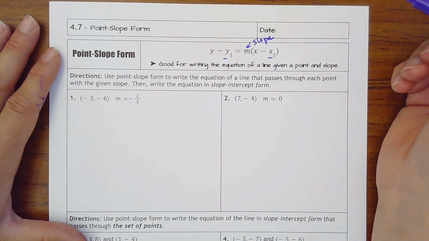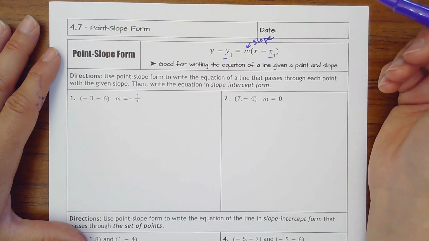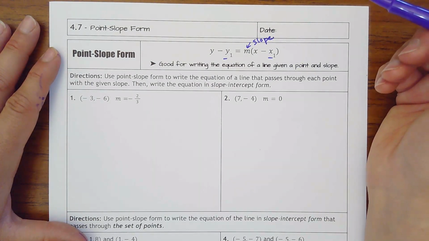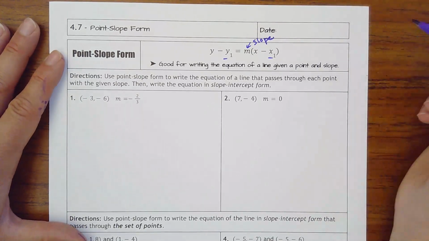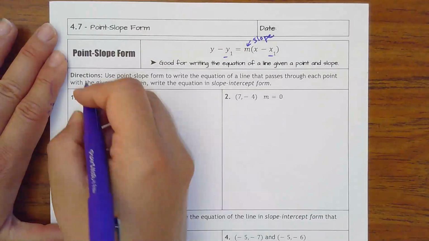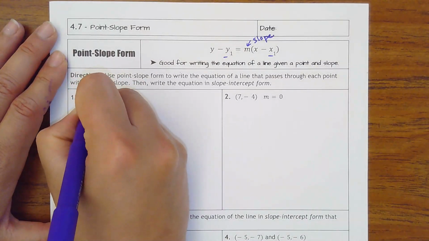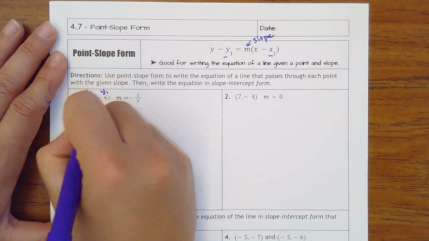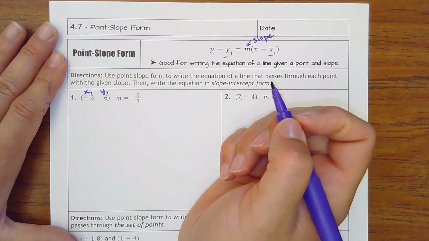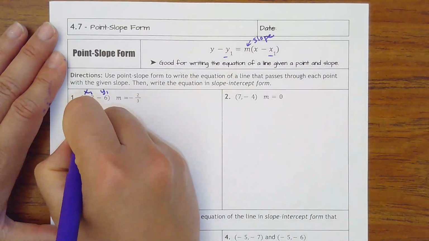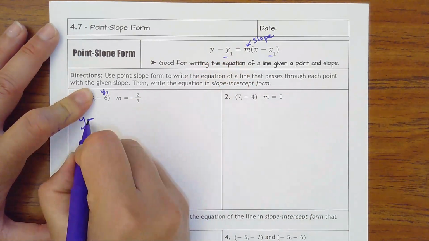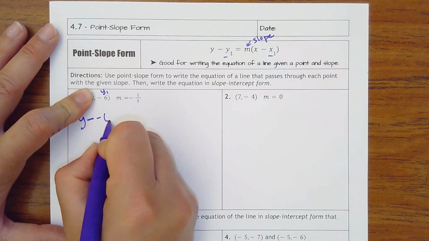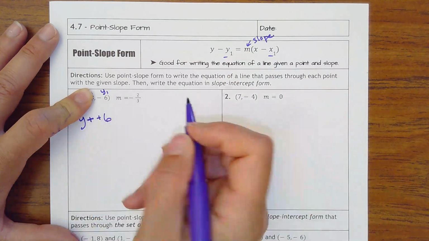Directions on these first two say use point slope form to write the equation of a line that passes through each point with the given slope. Then write the equation in slope-intercept form. So what we want to do is use this as our x1 and this is our y1. We have 1 point and this is our m. So our equation goes y and then it's always a minus. Then you plug in your y value. Since this is a minus and then I'm plugging in a negative, those double negatives become a positive.